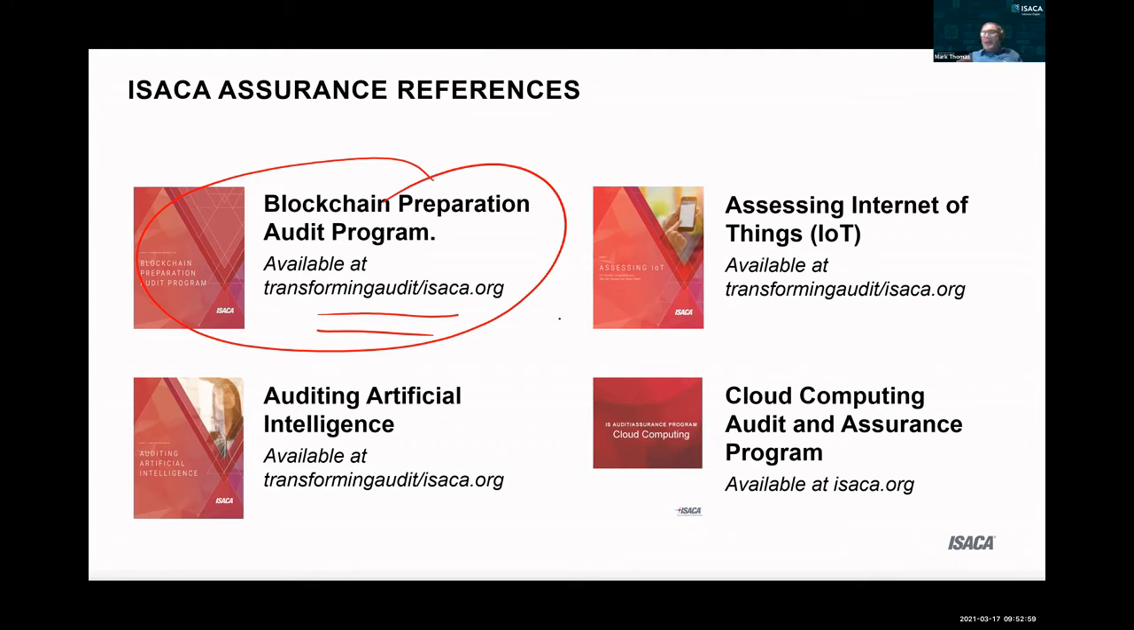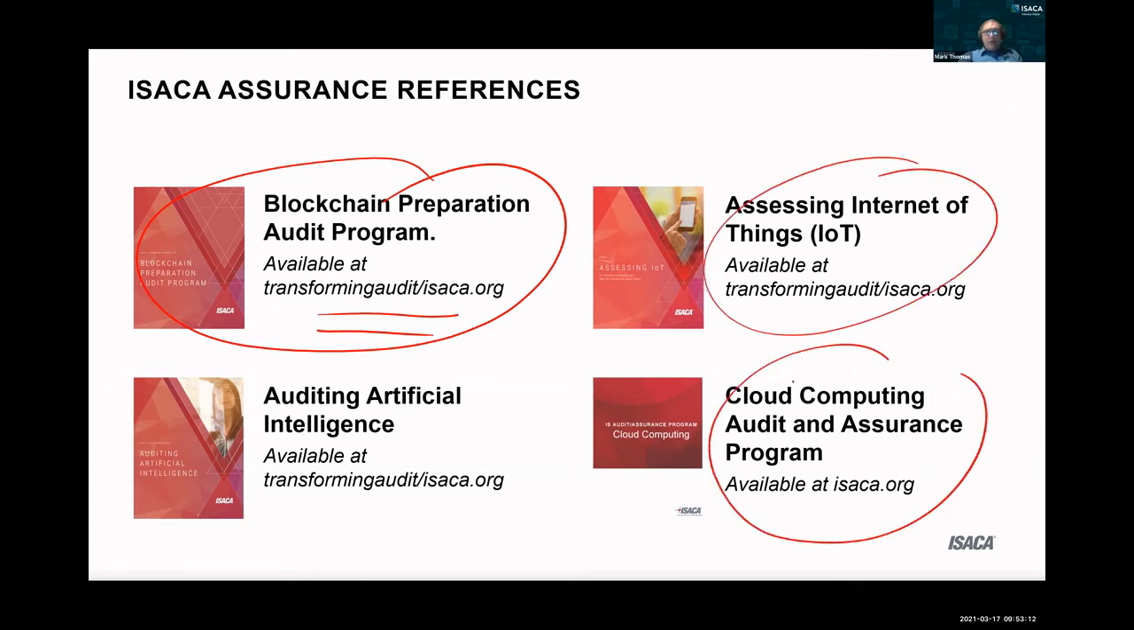I know that ISACA is continually updating each one of these documents. This one was a few months old, and of course, these things evolve over time. If you're looking at assessing IoT, there's a great one there. Cloud Computing Audit Assurance Program, a very solid document right there. And of course, we're starting to see a lot more around artificial intelligence, so that'll be a good one for you to take a look at right there.